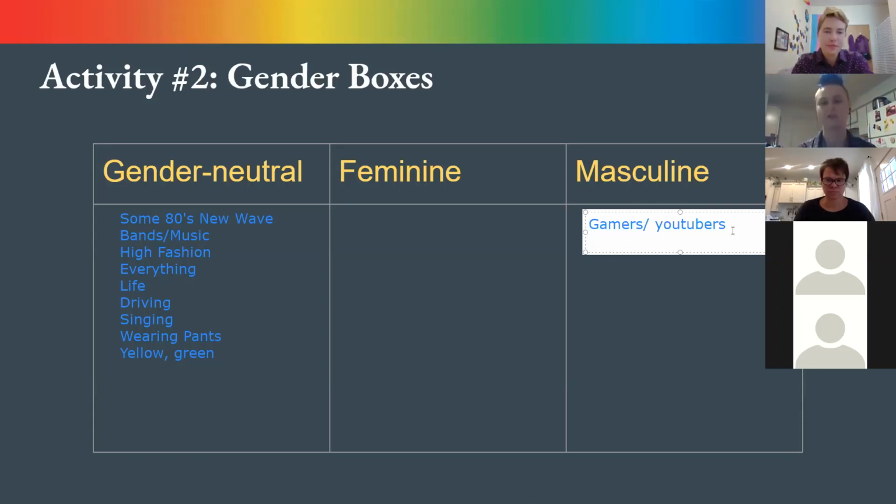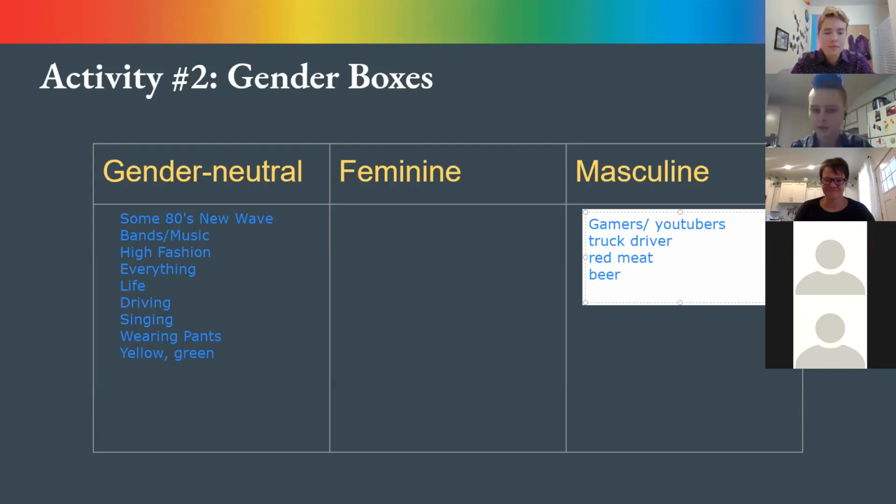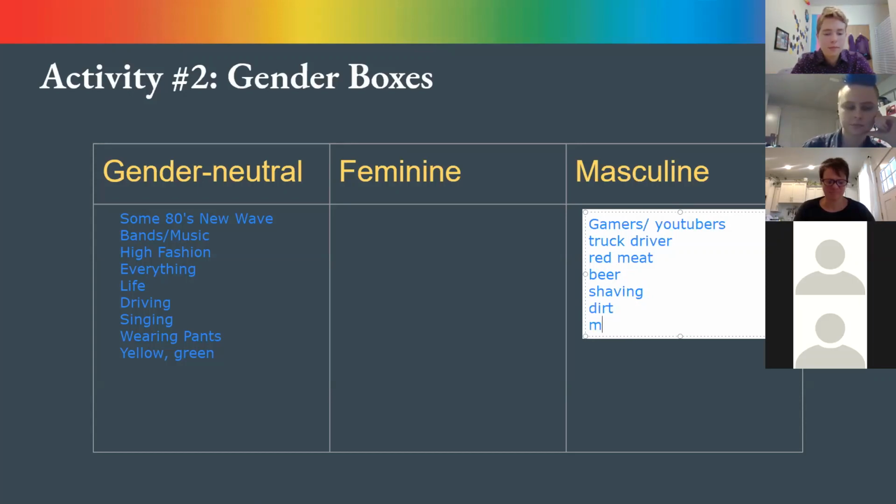Truck driver, facial hair and shaving. Yeah, red meat. There's a lot of gendered stuff with food, right? Like beer is more masculine and wine is more feminine. Football, mechanics. Dirt masculine, flowers feminine. That's really interesting too. Yeah. Right, like certain smells. Yeah. Cigars, true. Judges, yeah.